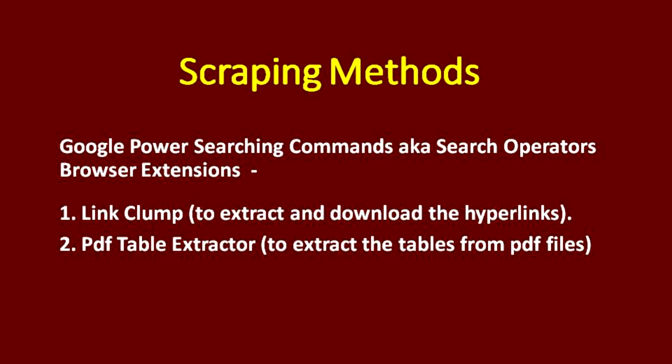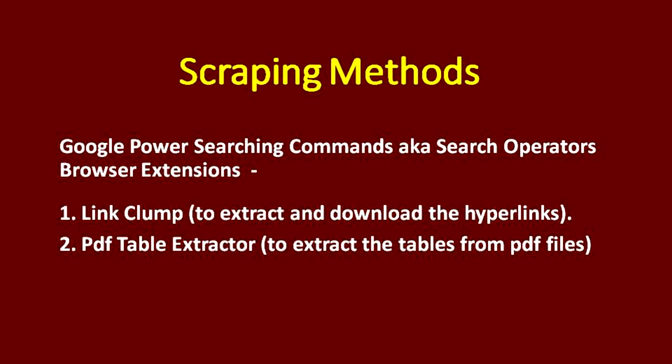And then we have browser extensions. For the Chrome browser, there is Link Clump to extract and download hyperlinks, and we have to extract tables from PDFs. For example, for election expenses, we have a particular PDF and we have to extract the table. So there is the PDF Table Extractor extension. These are the two extensions which are required as far as scraping methods are concerned. And in the next slides, we will be talking about some examples of how we can access the data and then how we can analyze the data.